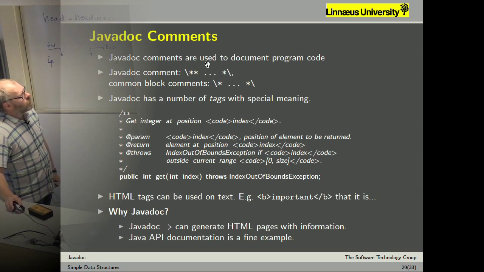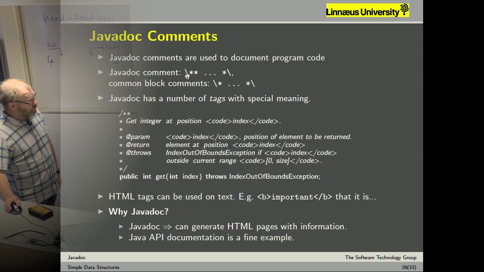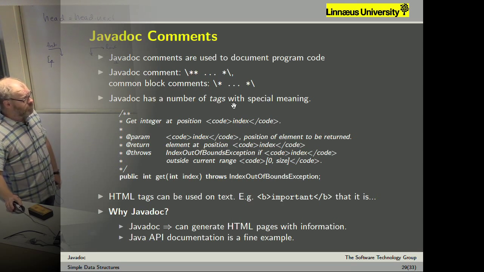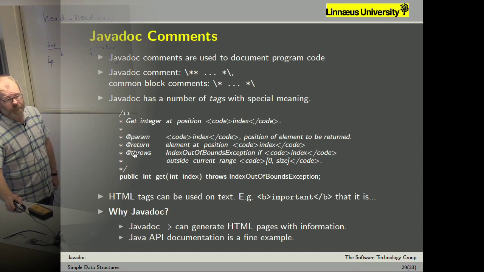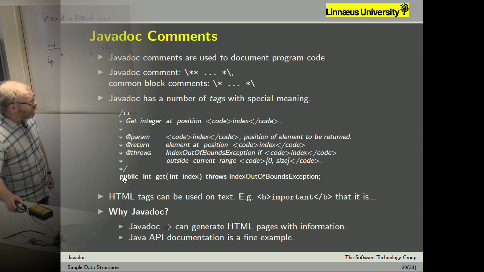JavaDoc comments are used to document program code, compared to the ordinary ones. They start with this one. They have a number of predefined tags with a special meaning: param, return, throws, like this. Why do we have these?